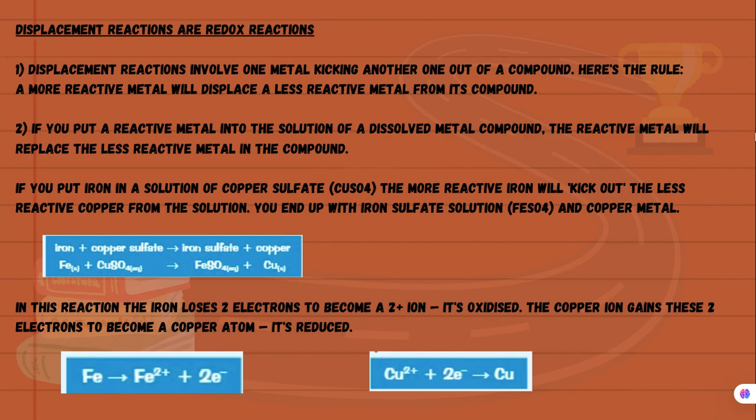In this reaction, the iron loses 2 electrons to become a 2+ ion. It's oxidized. The copper ion gains these 2 electrons to become a copper atom. It's reduced. Fe → Fe2+ + 2e−. Cu2+ + 2e− → Cu.